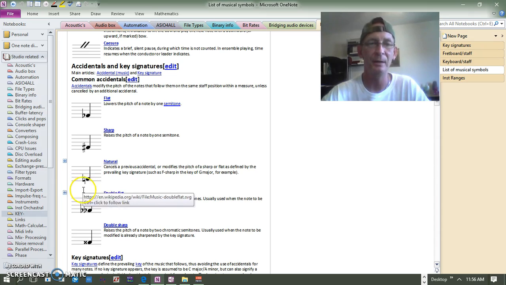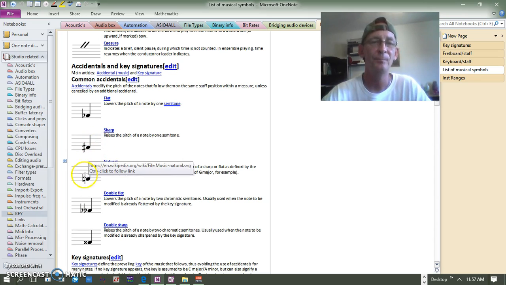And the natural sign, this sign right here, very basic notation, is so that you understand that the note is just as it should be without any notation at all. So does that make sense?